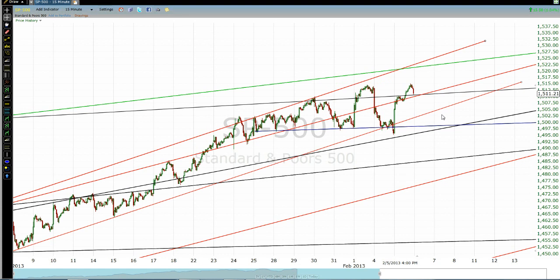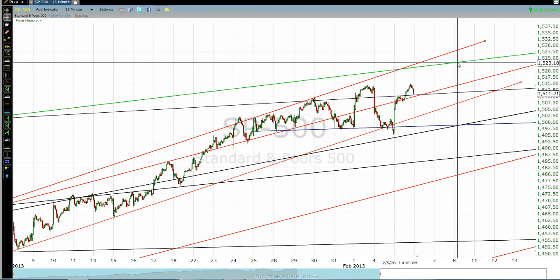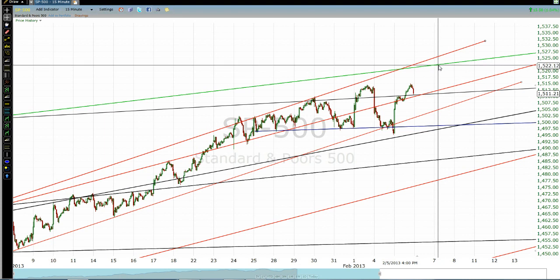So guys, yesterday's call was clearly wrong. I did not think that we would get back into this pattern. So potentially a tag up on that 1525 area or a tag up on this green line should be strong enough to send the markets back down.